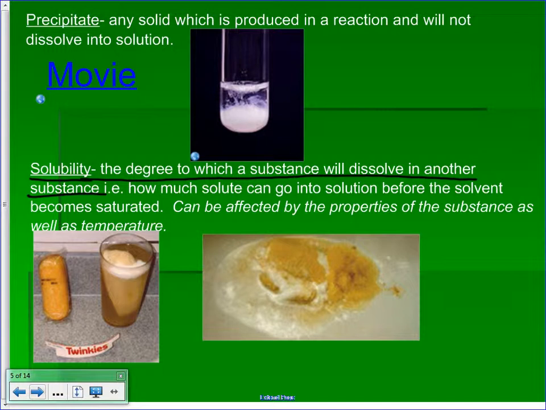Okay, when it stops dissolving, it is said to be saturated. When I make Kool-Aid, I make a saturated solution. I don't know how you guys make Kool-Aid, but I actually make it with warm water. That way I can get more sugar to dissolve in it, because solubility is affected by temperature, and more sugar will dissolve in warm water than in cold.